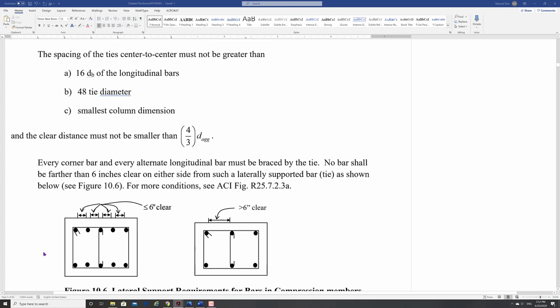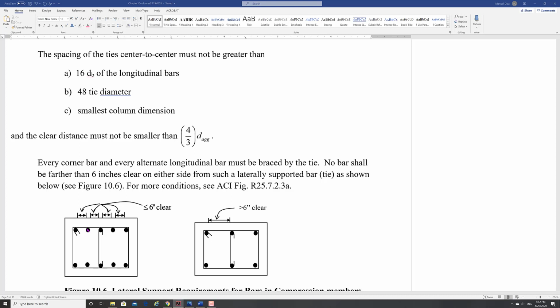So what does it mean? Every corner has to have that tie. You can skip one bar and go to the next one, and that one has to have a tie. So only one bar can be skipped like that. In this case, for example, I had to put a tie here, right? Why? Because here my spacing went past 6 inches, so that requires a tie. If this clear spacing is more than 6 inches, this one requires a tie. If not, I can leave it like it is and go to the next one. The next one has to have a tie, no matter what the spacing is between the bars.